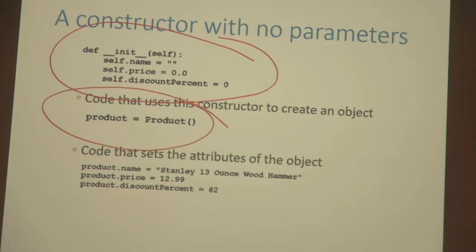When you create the product, we call it the class product. All right. So you can always set the attributes. You could change them after you do the initialization. That means changing the values. So for example, in here, for the product, we changed the name from nothing to Stanley 13 ounce wood hammer, I think, and then the price to $12.99, and we changed the discount percentage to 62.